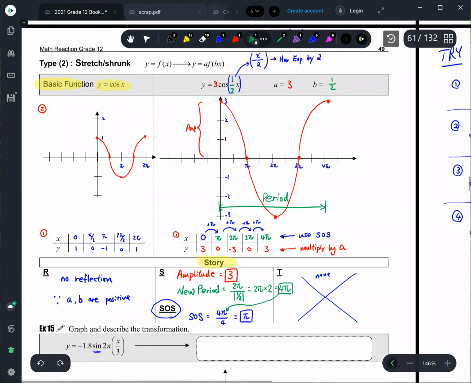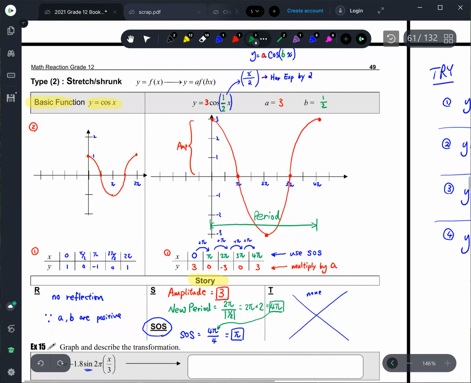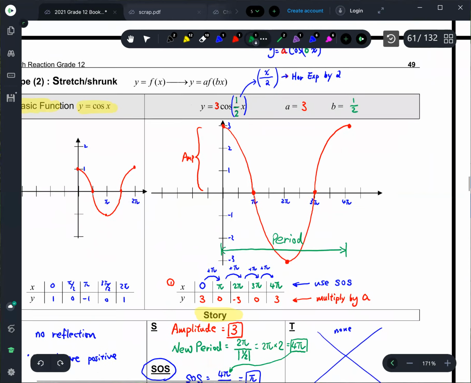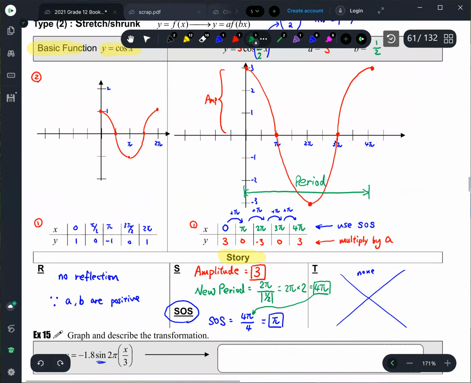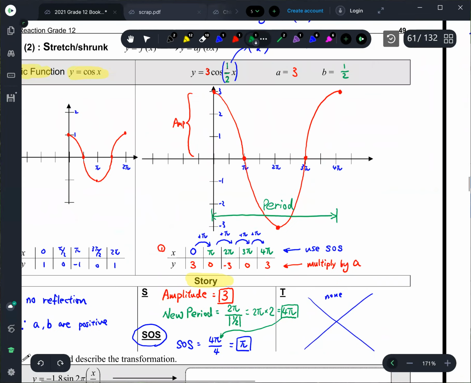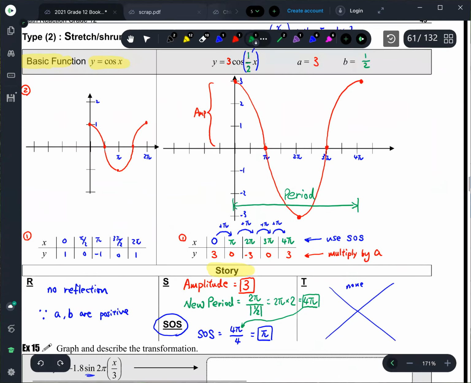So let's back up a bit. When you get a question, the very first thing you should do is look at the A and B. Find out what's A and B. Once you have the A and B, you write down the story: reflection, amplitude, new period, size of space. Once you figure that out, you can use it to get your table. Once you've got your table, then you just graph it. That's the order of doing the question.